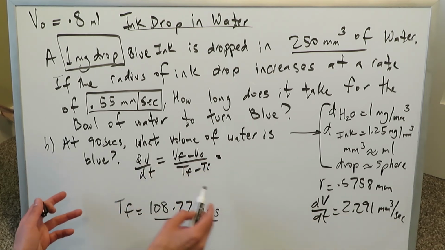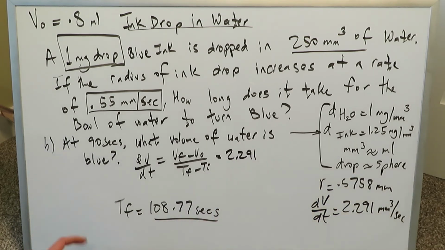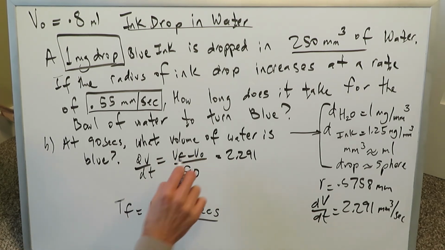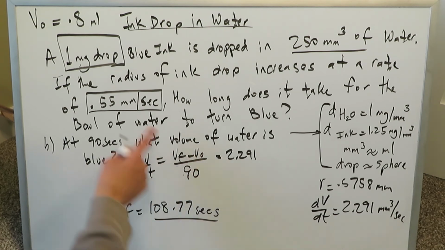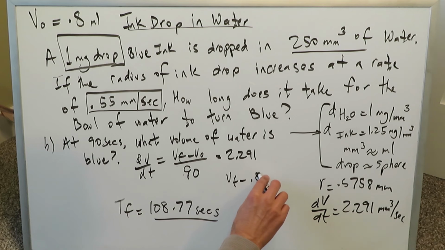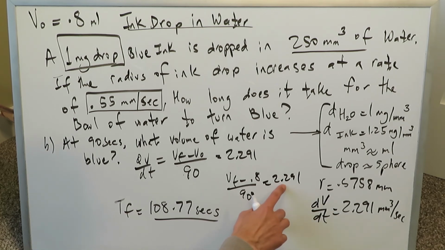We know the change in volume over change in time is this value right here, 2.291 millimeters cubed per second. And the time given to us is 90 seconds. The initial time when you started this experiment must be 0. The final time is 90 seconds. So you can do 90 minus 0 and just bring 90 right over here. We can easily plug in the initial volume because we have that right here, 0.8, but we have to calculate the final volume. What we can do is create our equation: VF minus initial volume 0.8 over 90 is equal to 2.291. You just have to multiply 90 by 2.291 and then add 0.8 to it, and it'll give you your final volume.